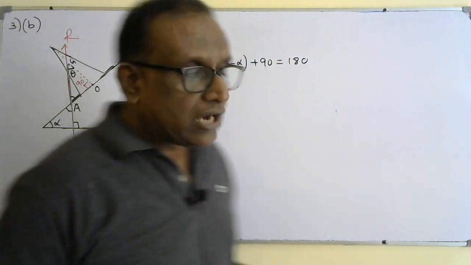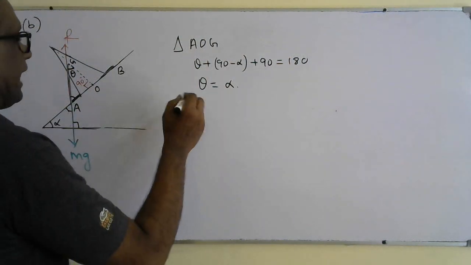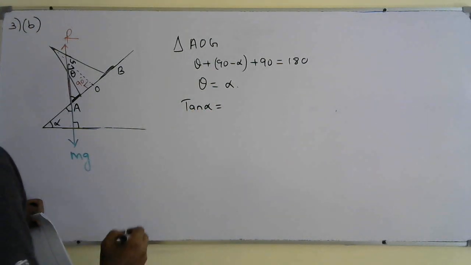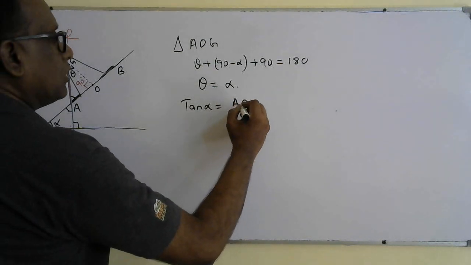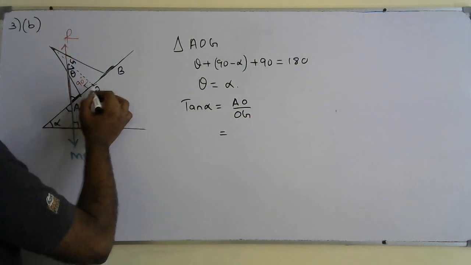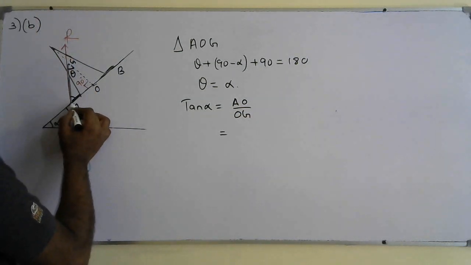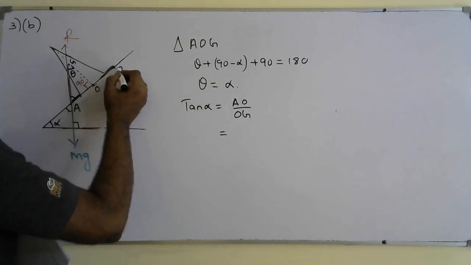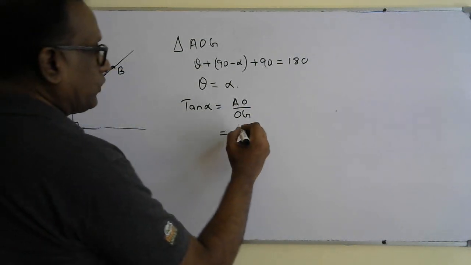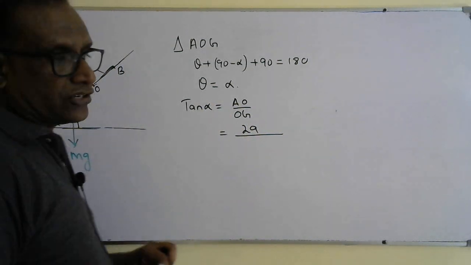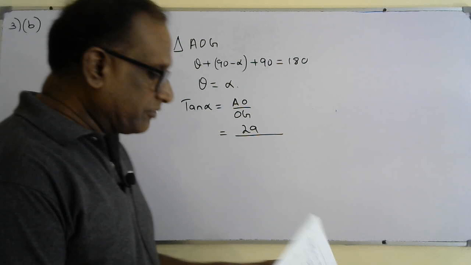Is it? So now in this right angle triangle, tan alpha is equal to AO over OG. What is AO? AO means this is the edge of the hat. This is the center. A to B is 4A, so O to A is 2A, over OG. That's the distance of the center of mass from O that we found in first part.